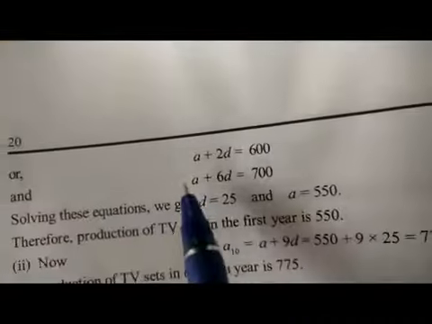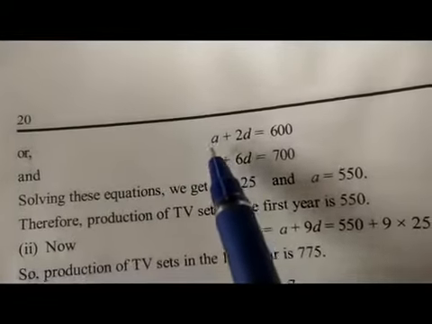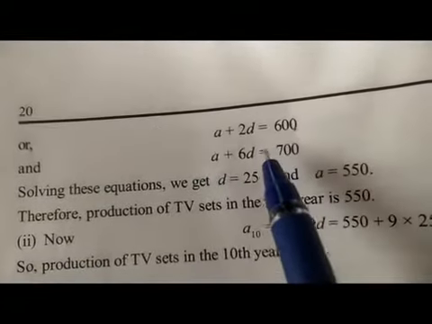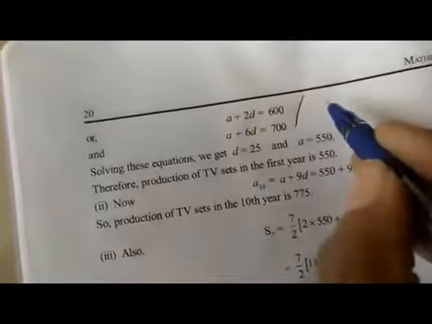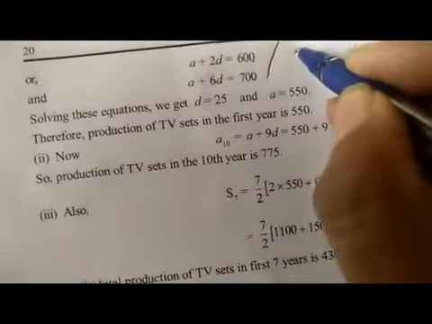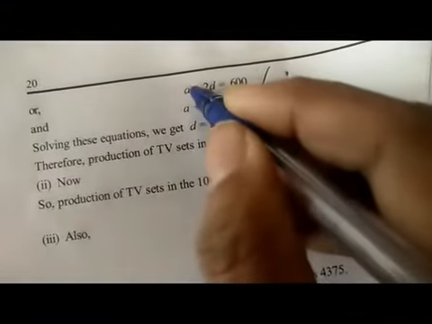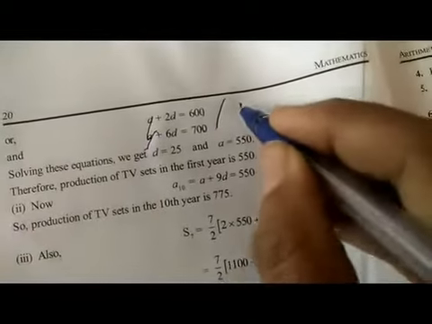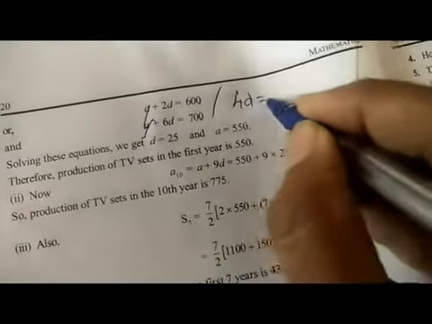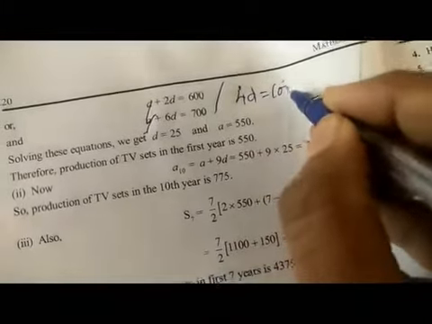Now a3, what is the general term of a3? a + 2d = 600. What is the general term of a7? a + 6d = 700. How to solve this? You know, by the elimination method. So when you subtract, a and a will get cancelled, and 6d − 2d you will get 4d = 700 − 600, which is 100.